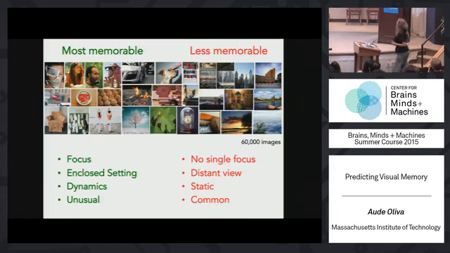As a very quick summary, the images that seem to be the most memorable are the ones that have a focus and close settings, that show some dynamics and something distinctive, unusual, a little different, whereas the less memorable ones seem to have no single focus, a distant view, are static, and have more commonalities. You can still find two images with focus and dynamics, and one of them will be more memorable than the other because it will have something unusual that our system can now capture.